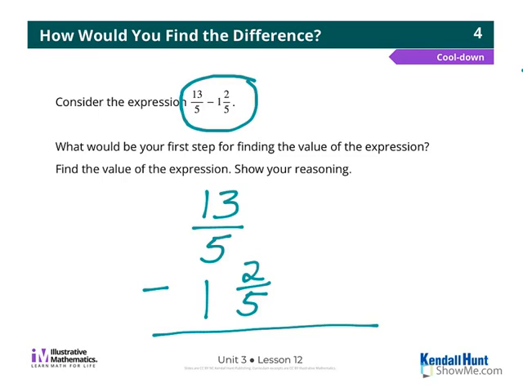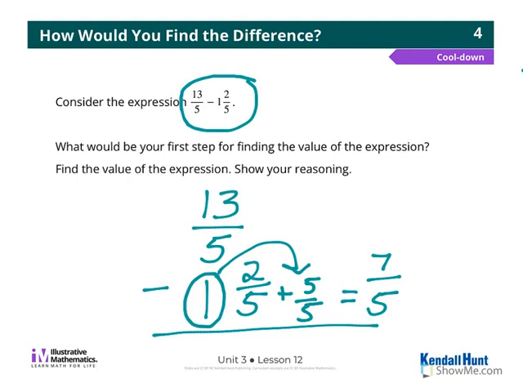My teacher brain would probably say we need to change this 1 whole to 5/5 and add those. So then we would have 7/5, and 13 minus 7 is 6. So our answer would be 6/5, which is the same as 1 1/5, right?